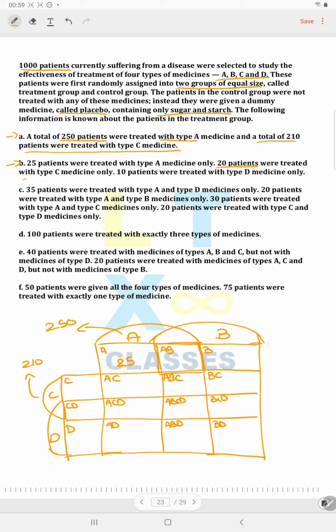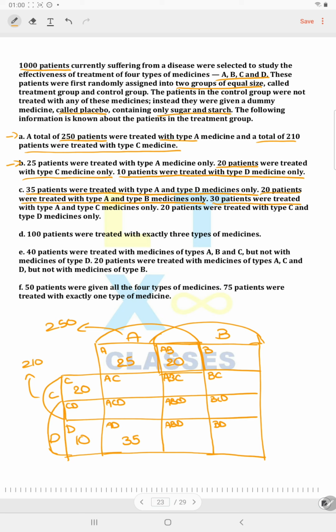20 patients were treated with type C medicine only. So type C, this cell, type C only. Then you have 10 patients were treated with type D medicine only. So type D only, this cell, which is 10. 35 patients were treated with type A and D medicines only. So AD cell is this one, and we have 35. 20 patients were treated with type A and B medicines only. So A and B is here, so this is 20.